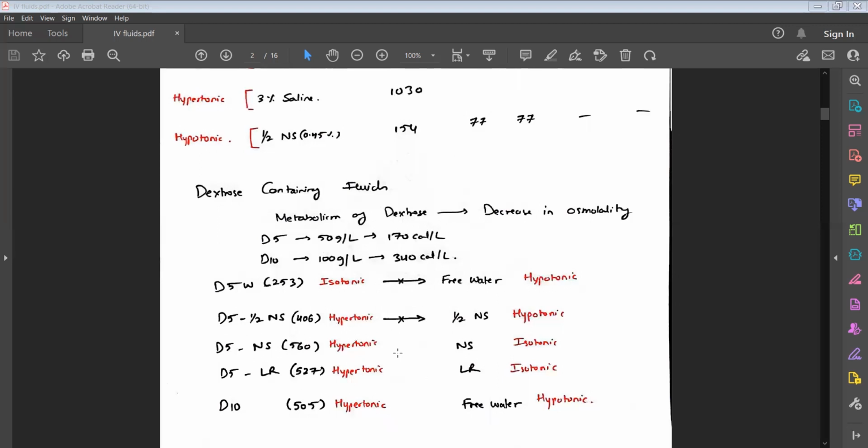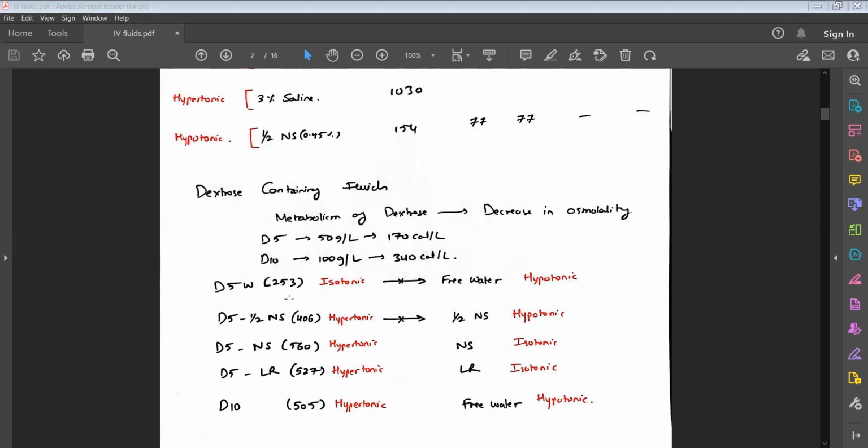When are we going to choose them? How are we going to use them is what I'm going to discuss later. But this is just a type of fluid that you need to understand. Now, let's say we are using dextrose 5% in a liter of water. It has an osmolality of 253. And as the dextrose is metabolized, it is converted into free water, which is hypotonic.